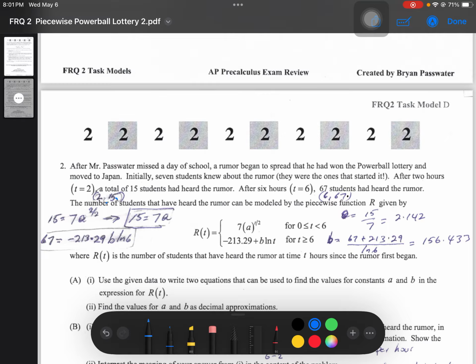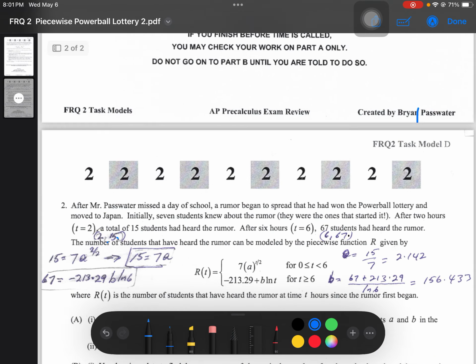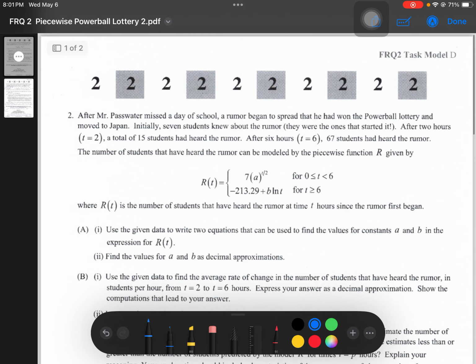Okay. Now it asked me to write 2 equations. Now, what a lot of kids did in class today, they didn't realize this. They were using one function to write both equations. Well, you can't, all right, because they're separate domains, all right? So my points, again, are 2 and 15 as one, and the other one is 6 and 7. So therefore, when t equals 2 now, which equation am I going to use, all right? Well, when t equals 2, I'm in this domain right here.